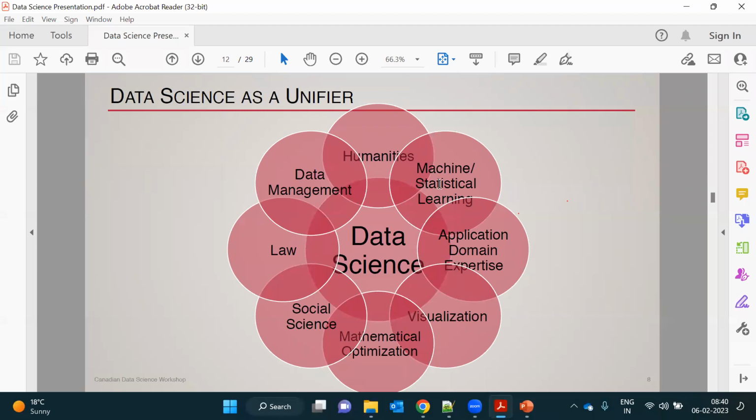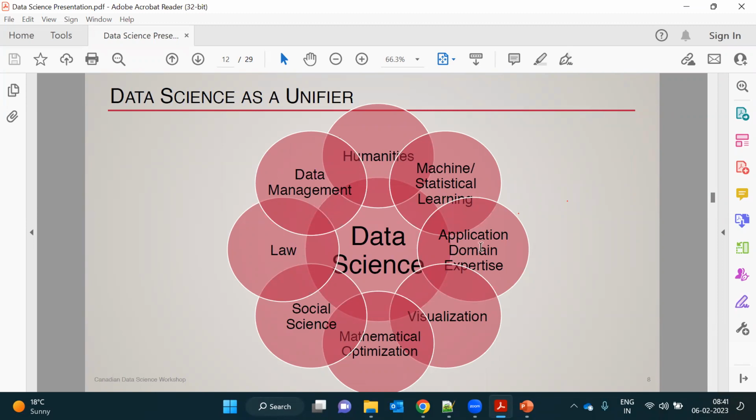Let's say first you need machine or statistical learning. What is statistical learning? Statistical learning is something that I explained to you, like for a cancerous patient, what is the distribution of male and female? How many cancerous patients are present, non-cancerous are present? What is the type of cancers we are mostly seeing among them? So these are the statistical learnings.